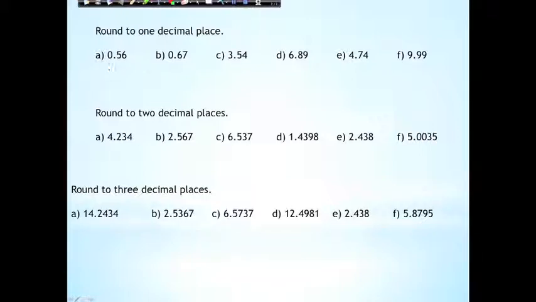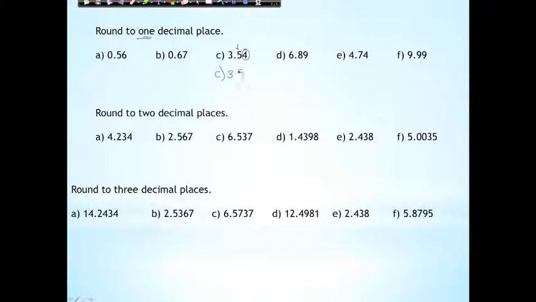Okay, so for the first set of questions, it's rounding to 1 decimal place. I'm just going to pick a couple. For C, I've got 3.54. Here is my first decimal place. I need to look at the one afterwards, and that tells me whether I round up or down. Because it's a 4, we round down to 3.5.